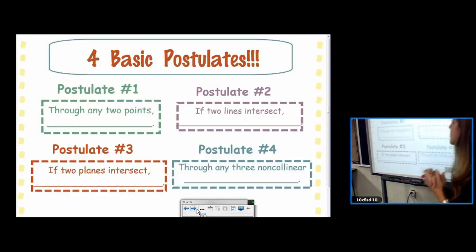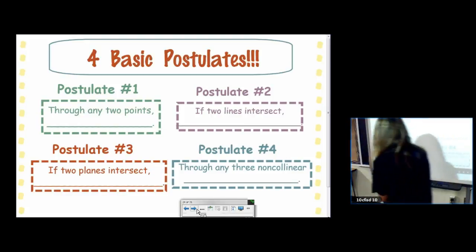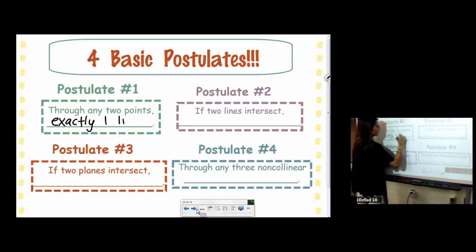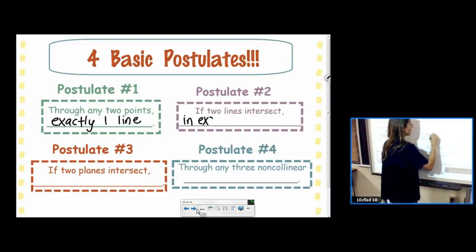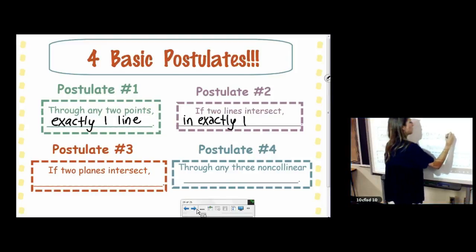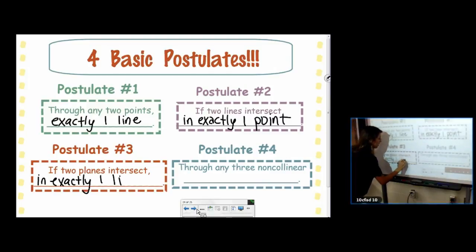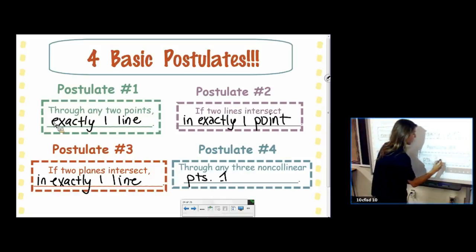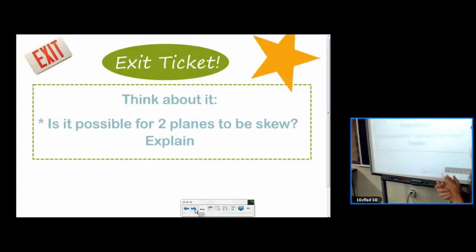I'm going to summarize these postulates because it's so important. After we've just talked for one hour, what do you walk away with? Here's our postulate. Through any two points, there is exactly one line. If two lines intersect, they intersect in exactly one point. If two planes intersect, they intersect in exactly one line. And through any three non-collinear points, there is exactly one plane. Yay!